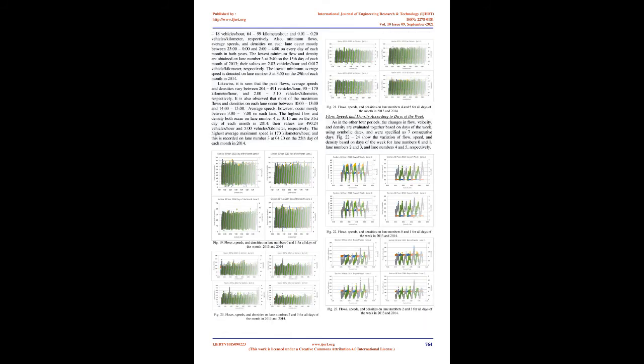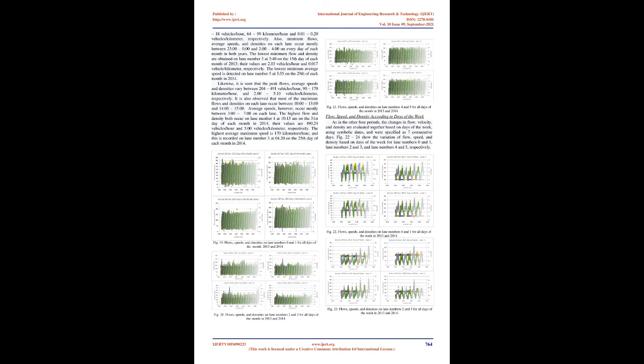Also, minimum flows, average speeds, and densities on each lane occur mostly between 2300 hours–midnight and 2 o'clock–4 o'clock on every day of each month in both years. The lowest minimum flow and density are obtained on lane number 3 at 3:40 on the 15th day of each month of 2013, their values are 2.03 vehicles/hour and 0.017 vehicles/kilometer, respectively. The lowest minimum average speed is detected on lane number 5 at 3:55 on the 29th of each month in 2014.